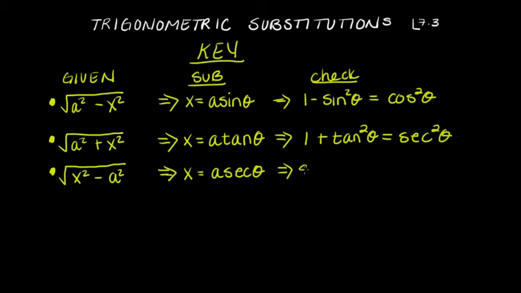And the final one is a secant squared theta minus 1. He's always the hard one to remember. This will give us a tangent squared theta. If you follow this key, you are bound to get the right answer. So, step 1 is always looking at what you're given. So let's just do a simple little example.